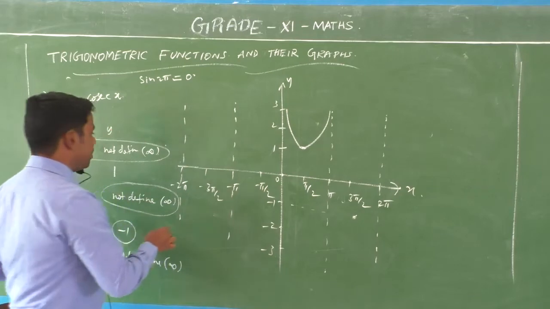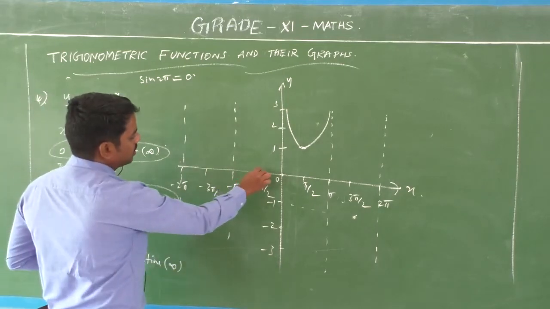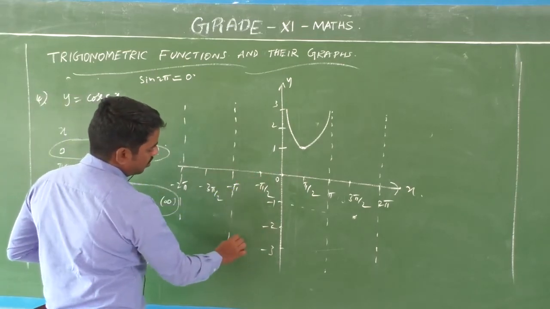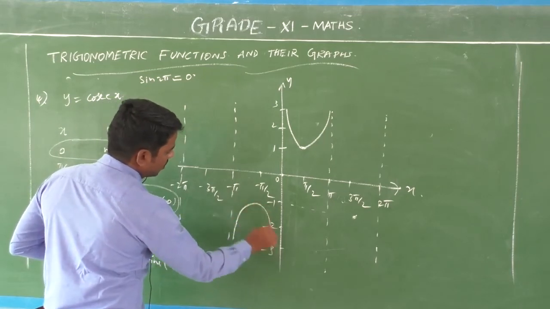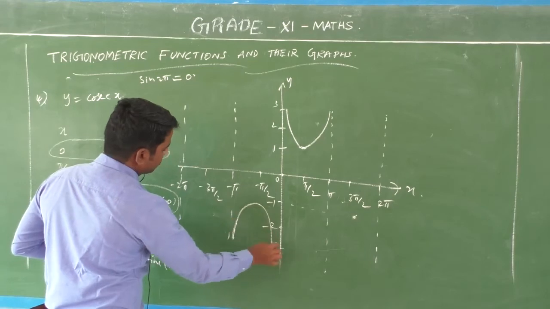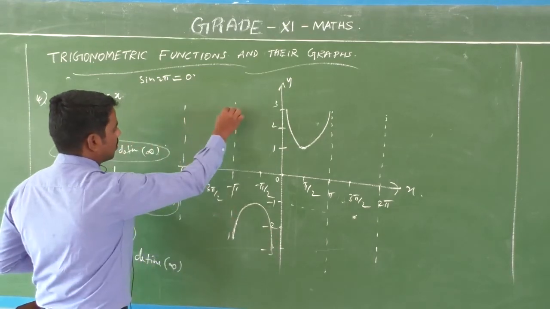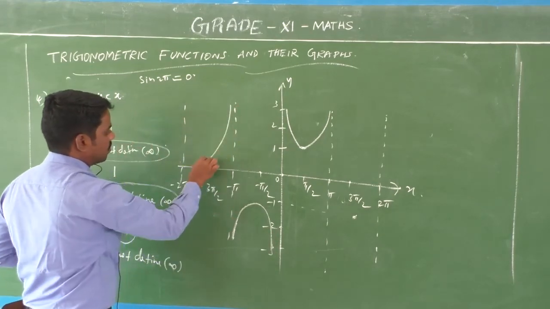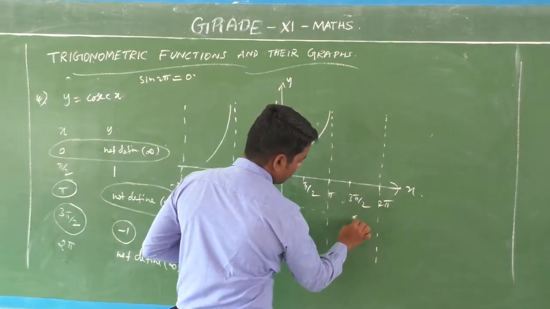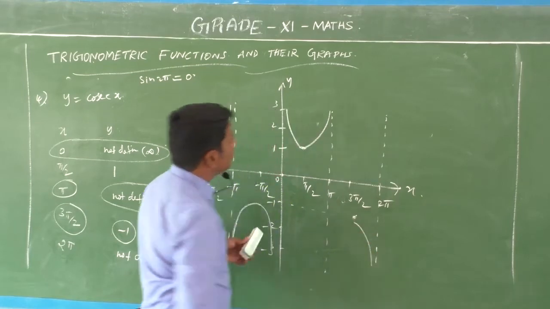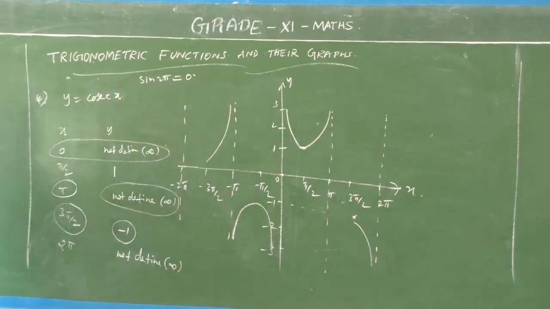Same as for minus pi by 2: cosecant of minus pi by 2 is minus 1. So this is the cosecant x curve, y equal to cosecant x.